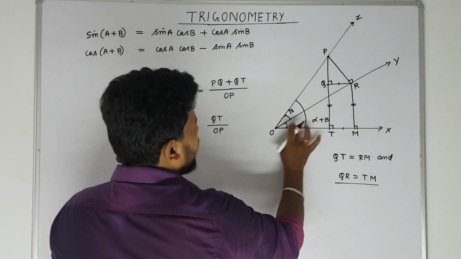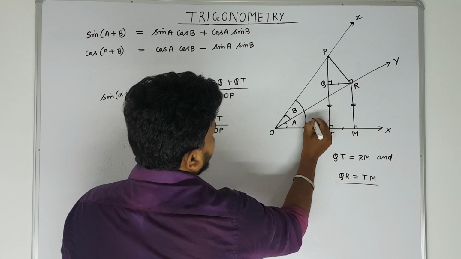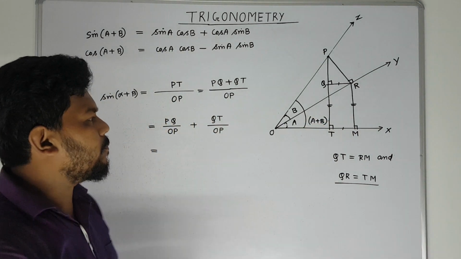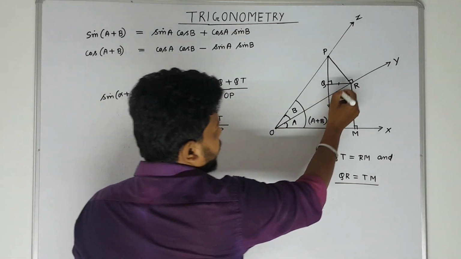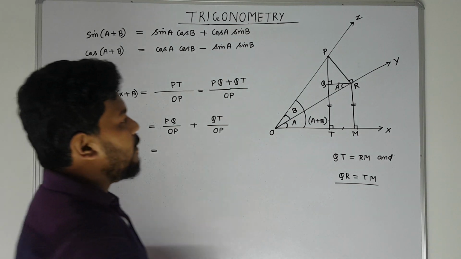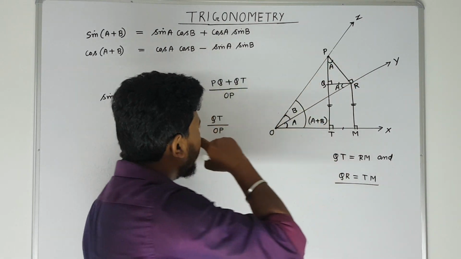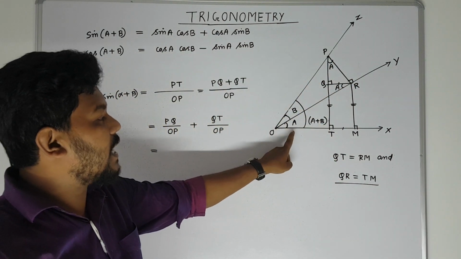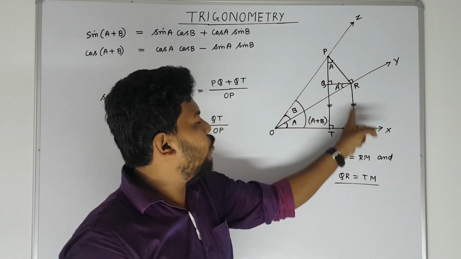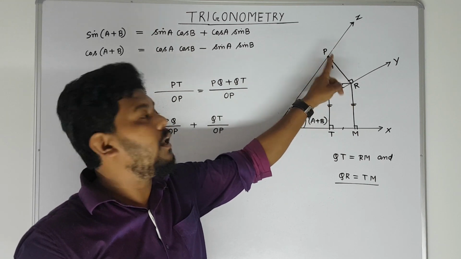So let it be A, this is B and this is A plus B. So for the angle A, this is your capital A and this is 90 minus A, so this must be equal to capital A. If this angle is capital A, then this must be capital A, as it is a 90 degree, so this is your 90 minus A, therefore this angle must be equal to capital A.